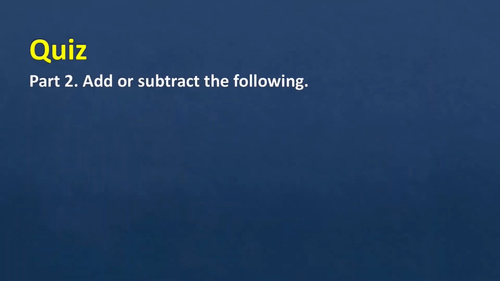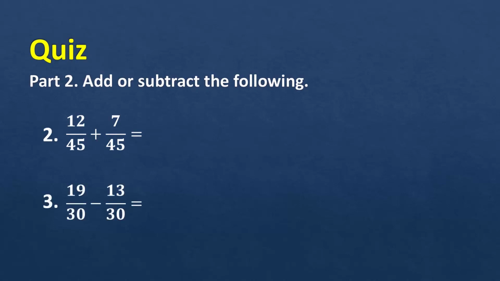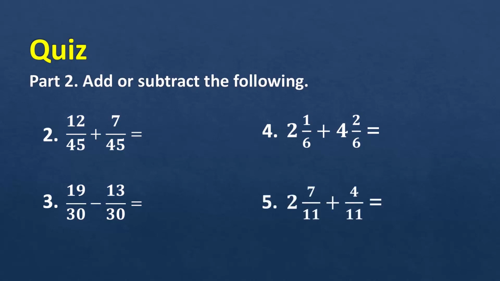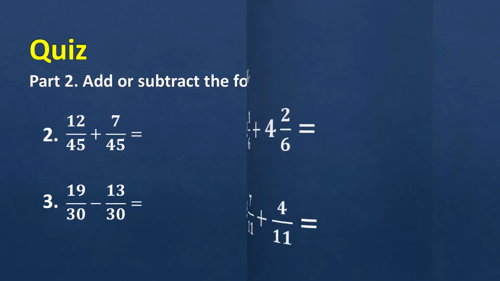For our part 2, add or subtract the following. 12 over 45 plus 7 over 45. 19 over 30 minus 13 over 30. 2 and 1/6 plus 4 and 2/6. 2 and 7 over 11 minus 4 over 11.